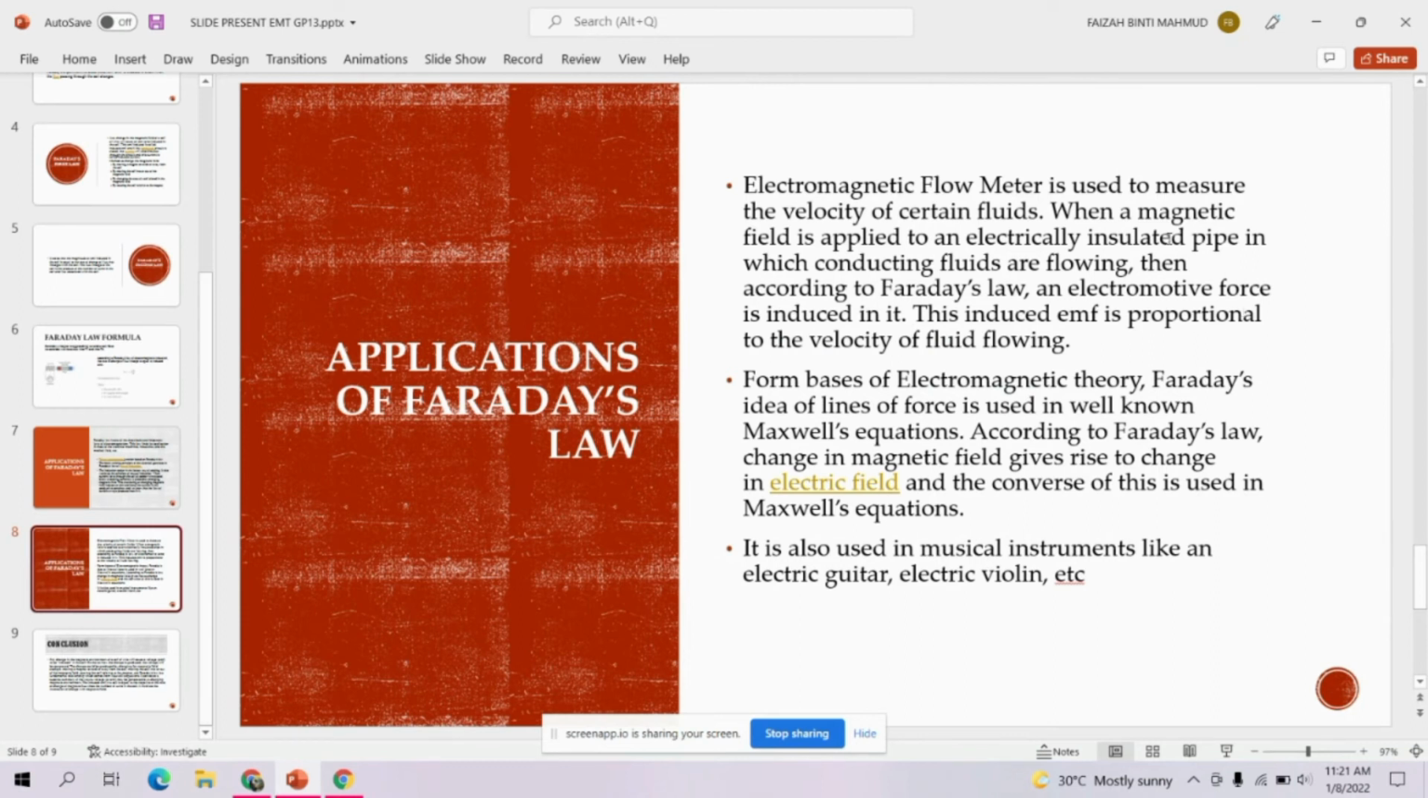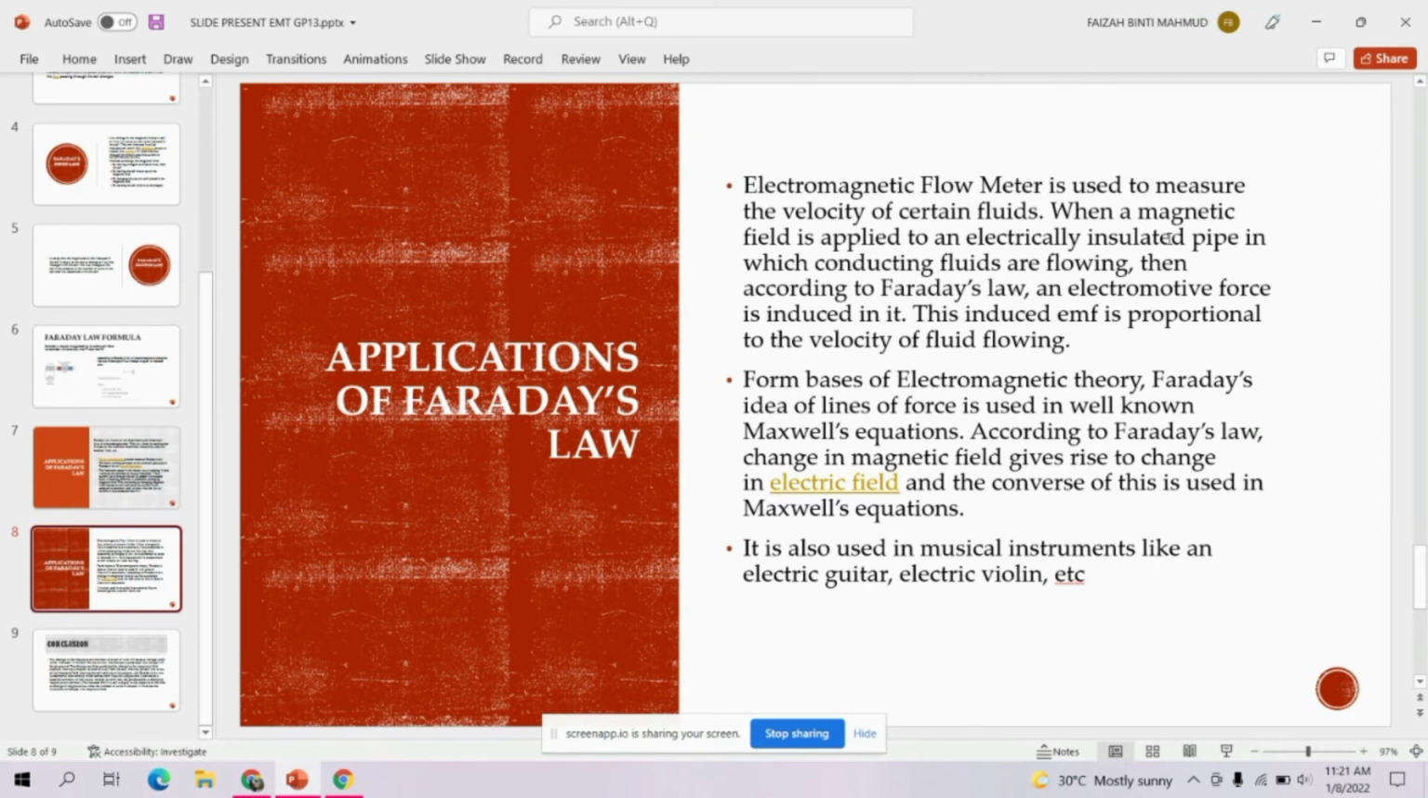An electromagnetic flow meter is used to measure the velocity of certain fluids. When a magnetic field is applied to an electrically insulated pipe in which conductive fluids are flowing, then, according to Faraday's law, an electromotive force is induced in it. This induced EMF is proportional to the velocity of the fluid flowing.